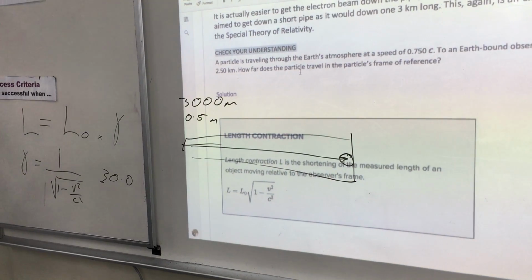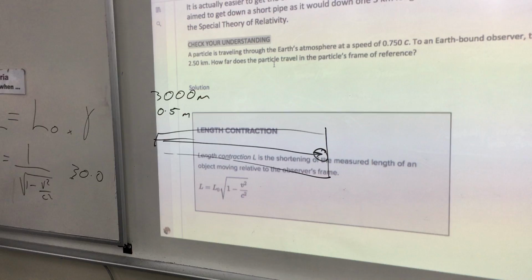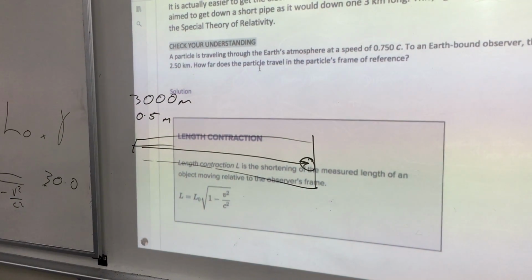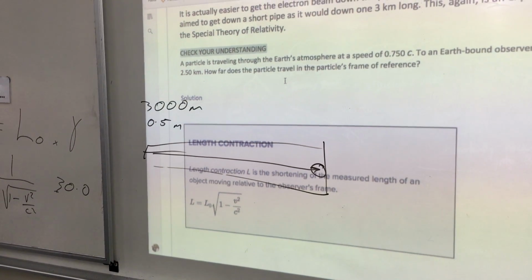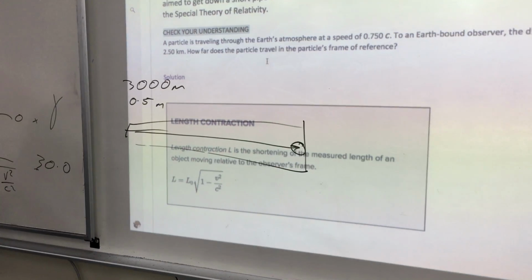Okay, so a couple of check your understanding questions here. Particles travelling in the Earth's atmosphere at a speed of 0.75 the speed of light. To the earthbound observer, the distance it travels is 2.5 kilometres. How far does this particle travel in the particle's frame of reference? So we know we're observing that it's travelling at 0.75.